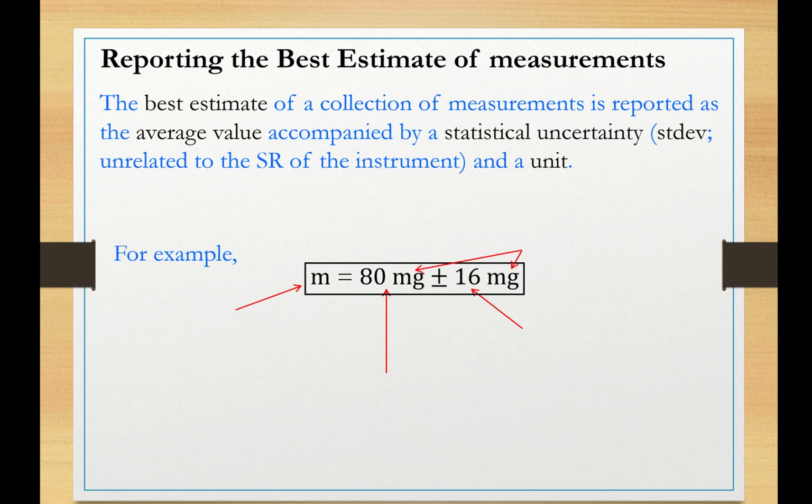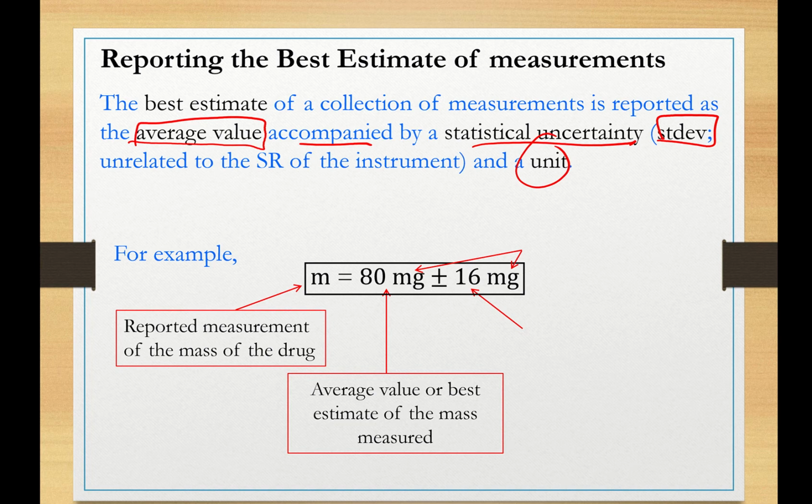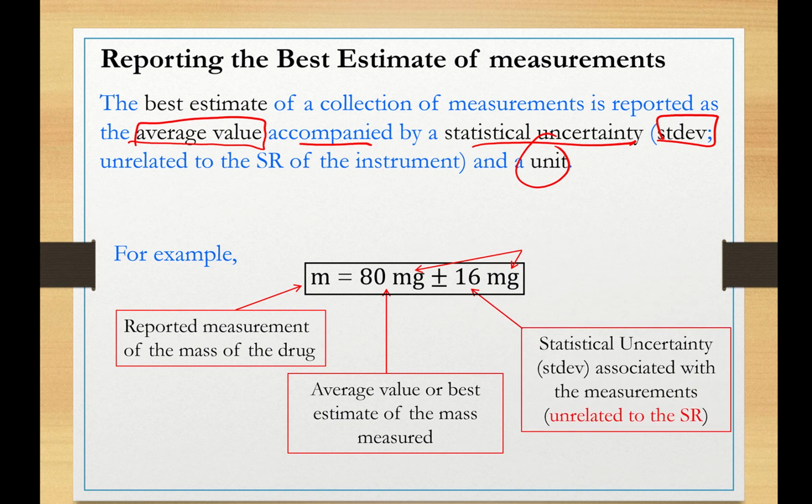So how do we report the best estimate of a collection of measurements? We report that as the average value, accompanied by a statistical uncertainty, which is the standard deviation in this case, and of course the units. So this is what we have here. The M, of course, is the mass of the drug, and it is the reported measurement. The 80 milligram is the average value, and you have to report plus or minus 16 milligrams. Okay, so that's the units. So this is how we report a collection of measurements. I repeat, the standard deviation is unrelated to the SR of the balance. It is related to the statistical analysis, the kind of analysis you perform on these 5 measurements, in this case assuming normal distribution.